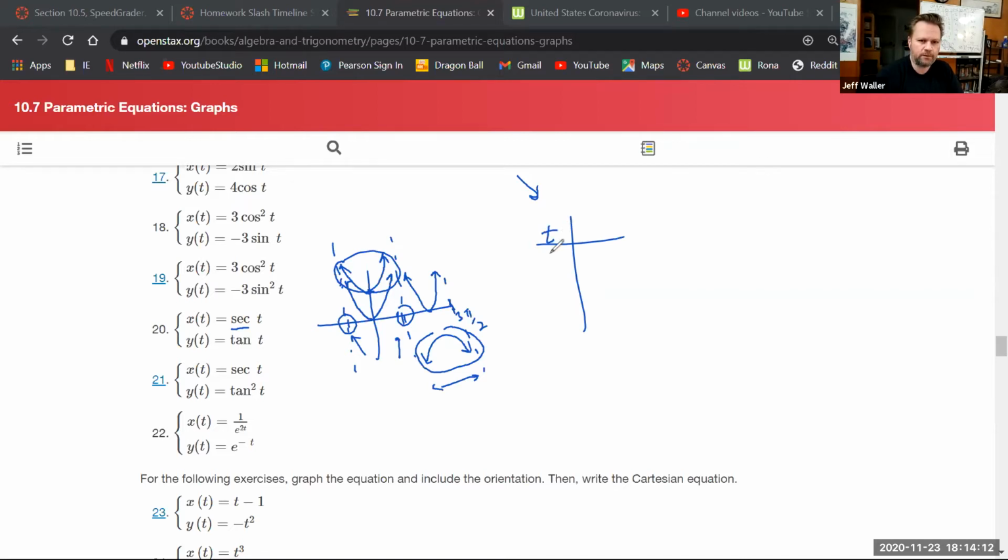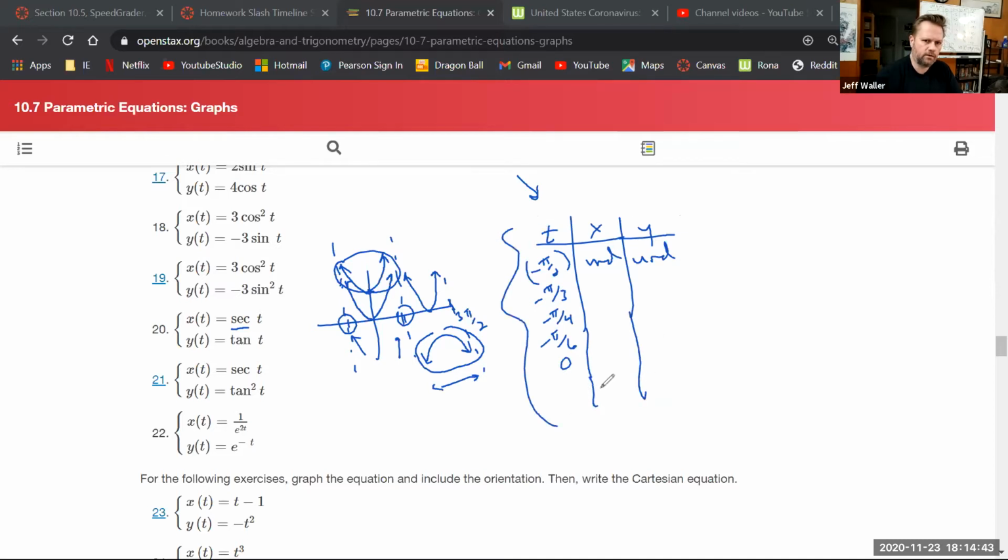So what I'm saying is I would start with negative pi over 2, which you can't plug in there. That's undefined for both x and y, right? And then you could try right next to negative pi over 2, as you're starting to come back. So that'd be negative pi over 3, negative pi over 4, negative pi over 6, 0. So that's what I would do here.